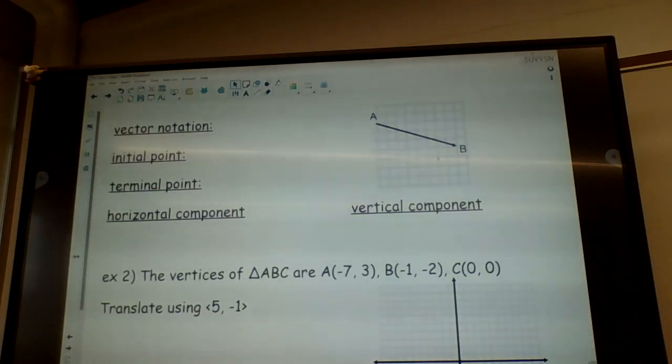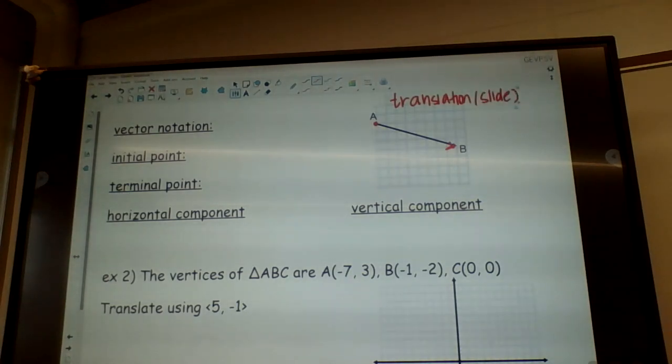All right. So vector notation is just a different notation for translations. So yesterday we learned that with our translations, if I'm going from A to B, this is what we call the slide, like we slid this across. So this is a translation. So it'd be like a slide.